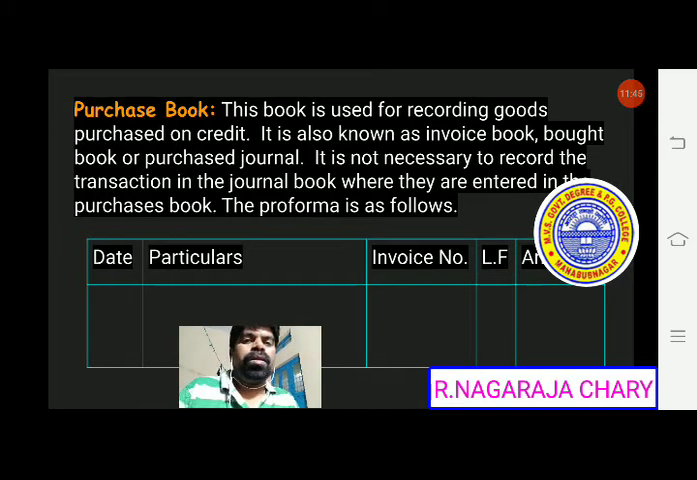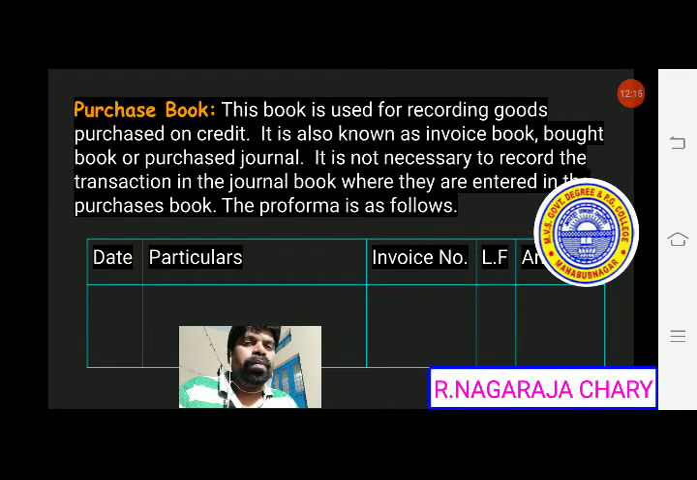Purchase book: the name itself indicates what it is. This book is used for recording goods purchased on credit basis. It is also known as invoice book, bought book, or purchase journal. It is not necessary to record the transaction in the journal book where they are entered in the purchase book. The proforma is as follows.